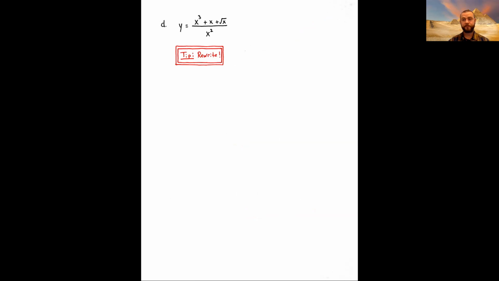Rewrite this, and that will really test to see how good your algebra skills are. I'm going to be vague about how to rewrite it, but rewrite it, and then it should become very easy to differentiate. Give yourself realistically here at least several minutes, 3 to 4 minutes. We'll check in after that.